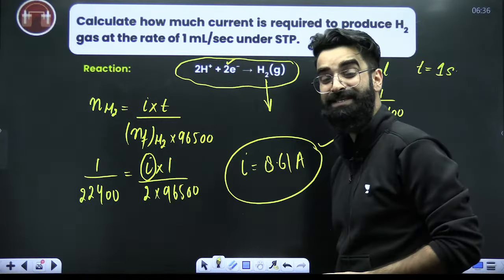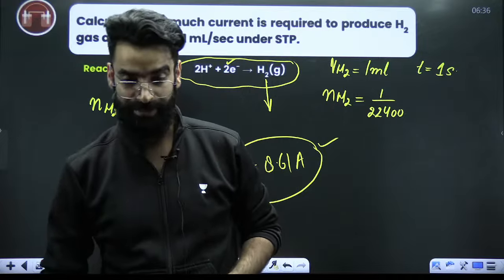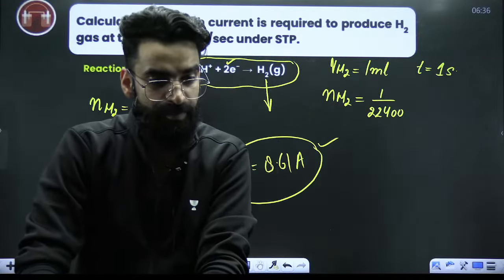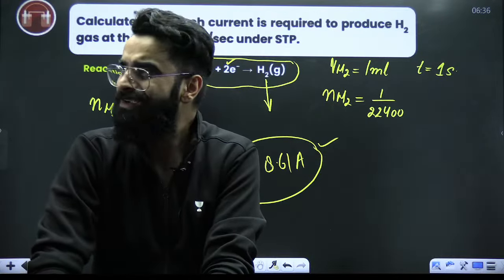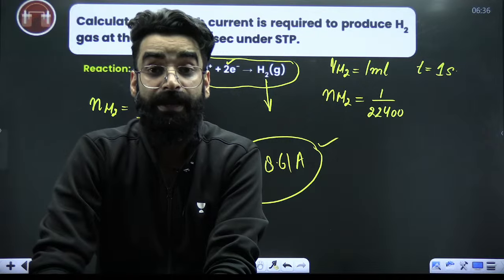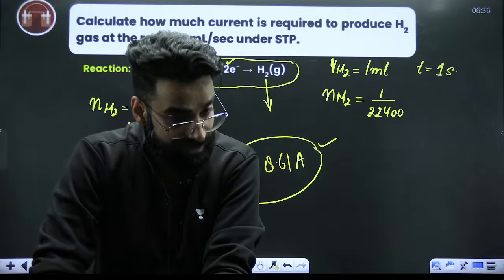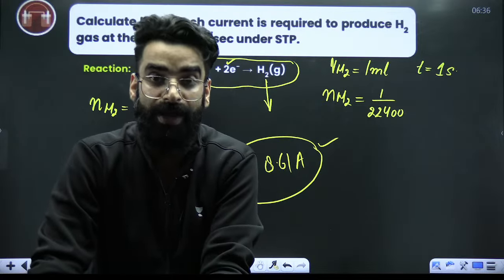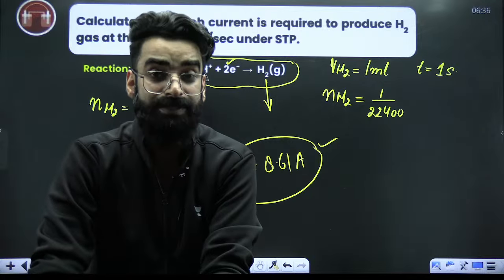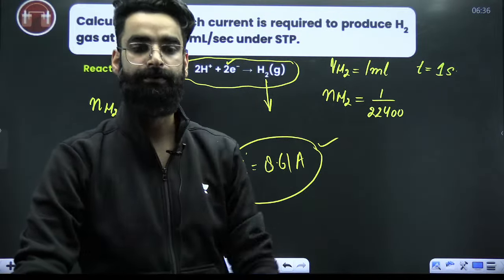So what is meant by this 8.61 amperes? Just tell me that. What is meant by it? It means that 8.61 amperes should pass into the solution. Then only 1 ml of H2 gas will be produced in 1 second at cathode.